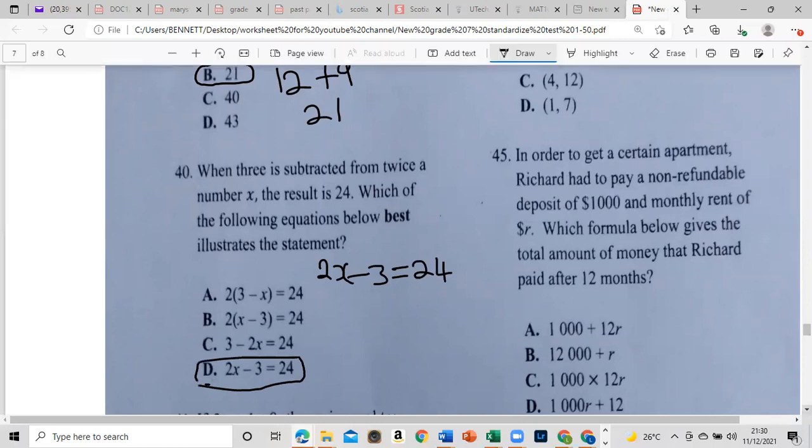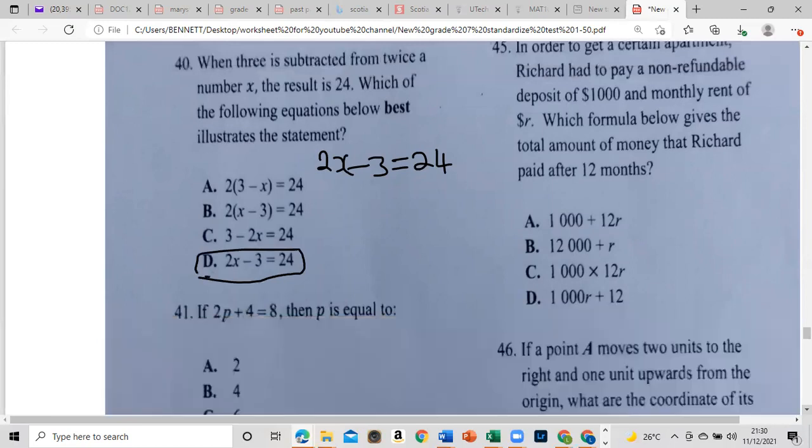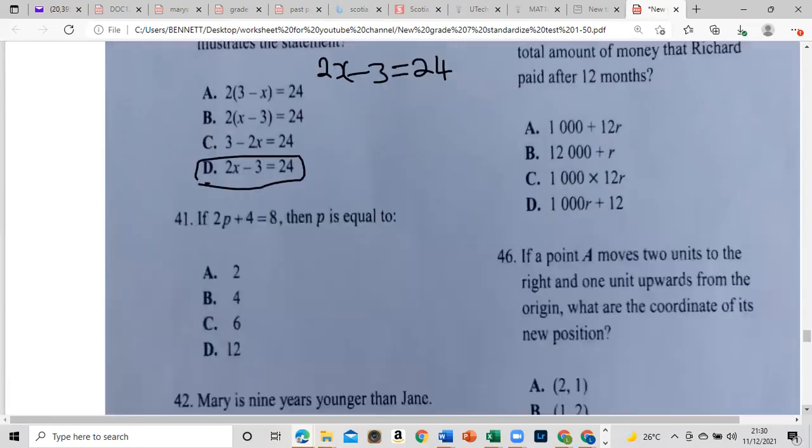Alright, so 41. How do I go on this one? It says if 2P plus 4 is equal to 8, then P is equal to... So all we have to do is solve for P. This is what we call a linear equation. Very popular topic.